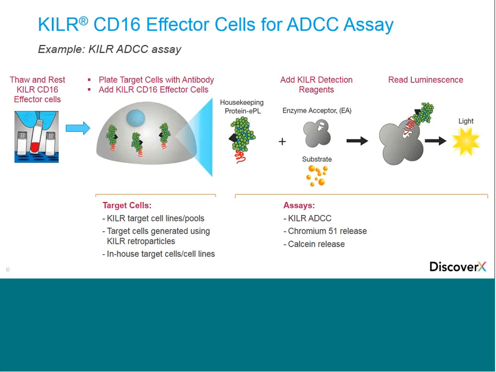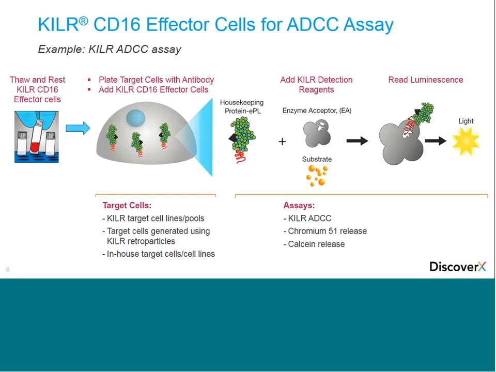So these KILR effector cells have been introduced as part of our KILR catalog to evaluate ADCC, but they are also a universal effector that can be used in almost any cytotoxicity assay. Shown in this slide is an example of how one might use them with our KILR system, where the KILR CD16 effector cells are thawed and then rested for at least 24 hours before use in your ADCC assay. Then you would combine them with your target cells that have been opsonized with your antibody and add your effector cells.